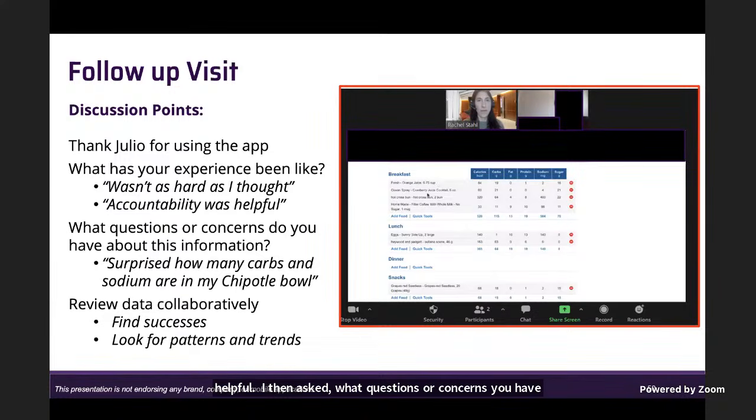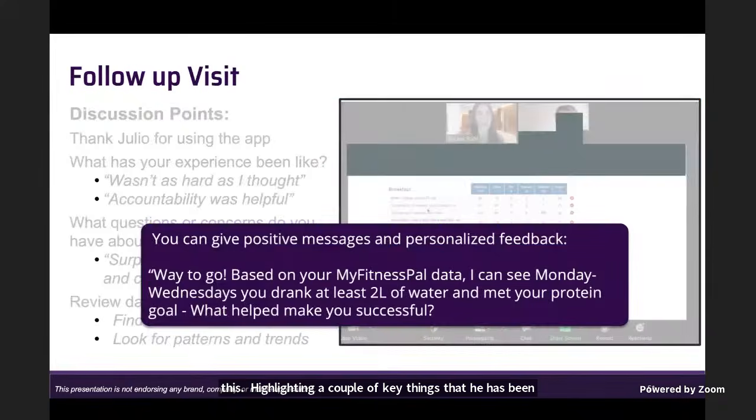So again, kind of having advanced awareness by having data and information from certain foods that are showing the different nutrients. So then we review data collaboratively, and I always like to start with successes, right? We want to be positive about this, highlighting a couple key things that he's been doing and looking for patterns and trends, which again can be incredibly helpful when people are logging food rather than trying to remember what they ate over those past 2 weeks since our last visit, or more often than not, right? Maybe even 3 months since our last visit.